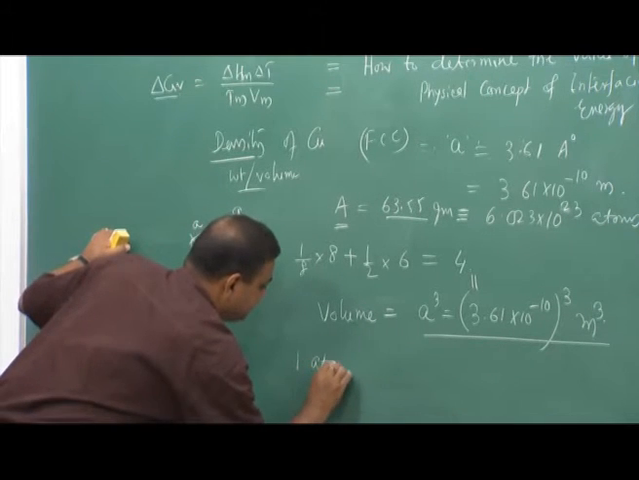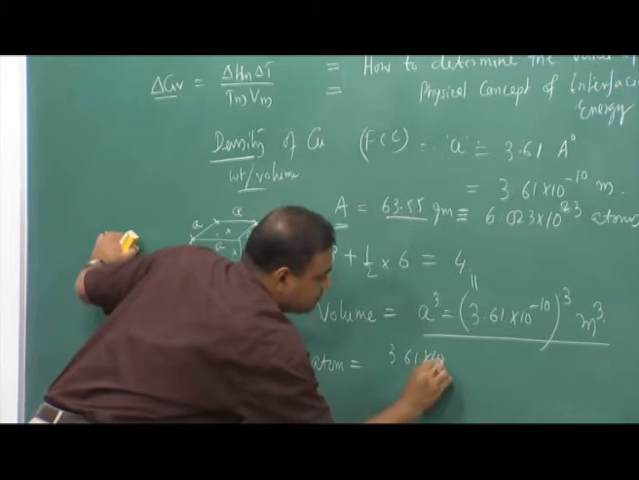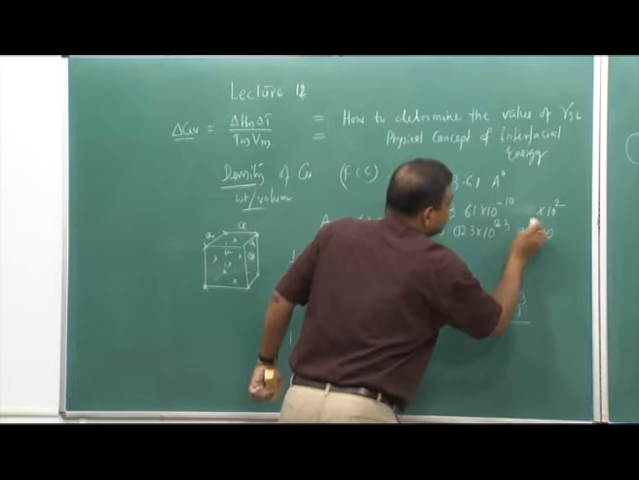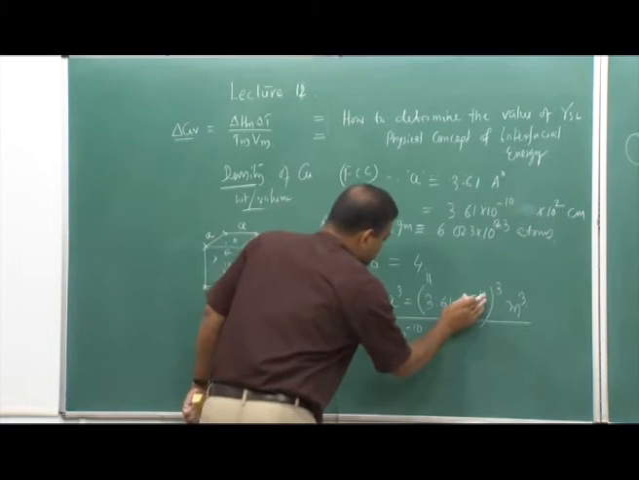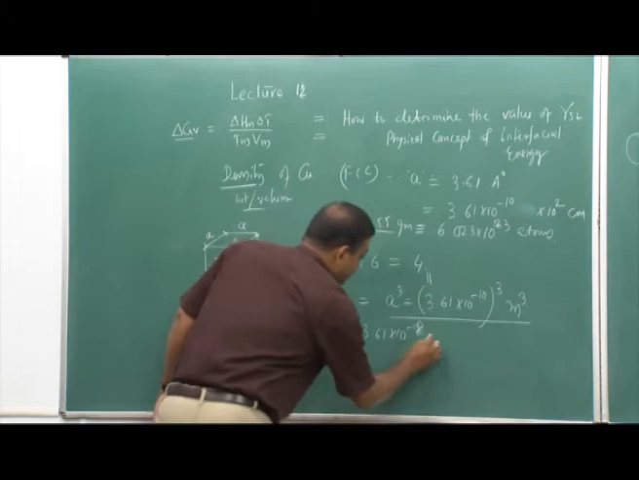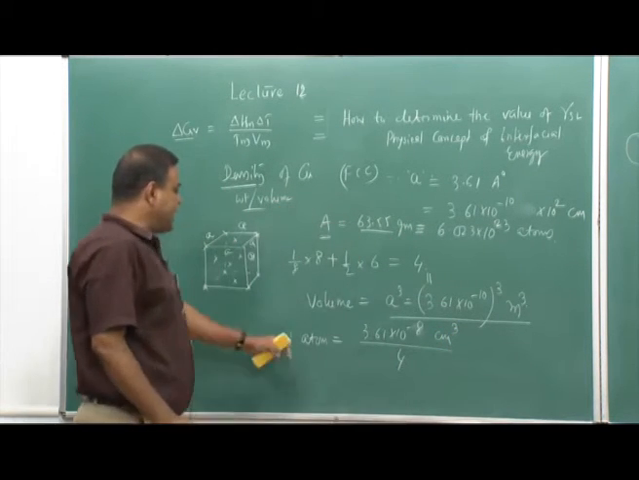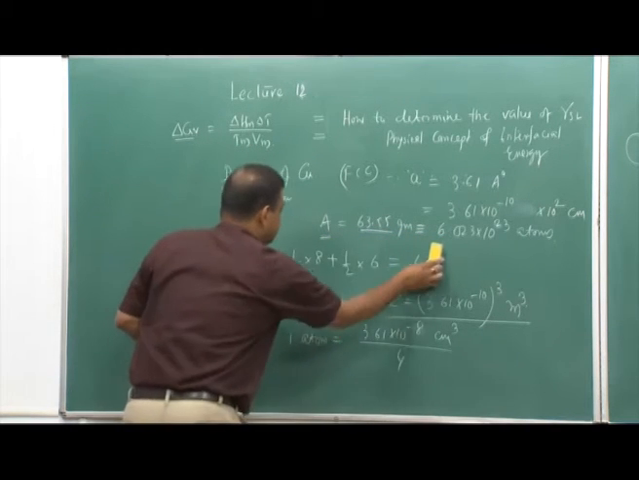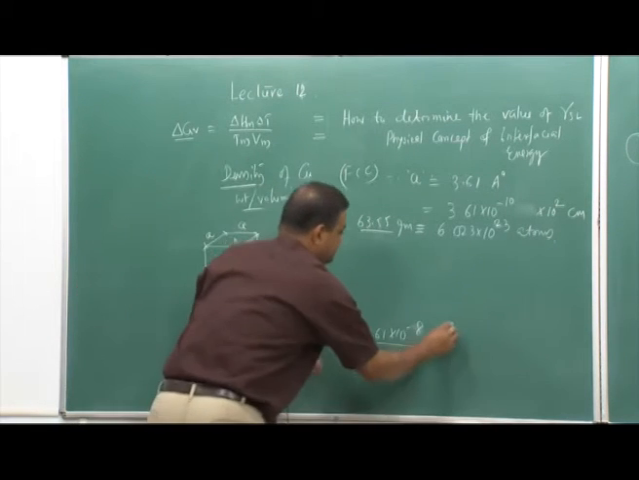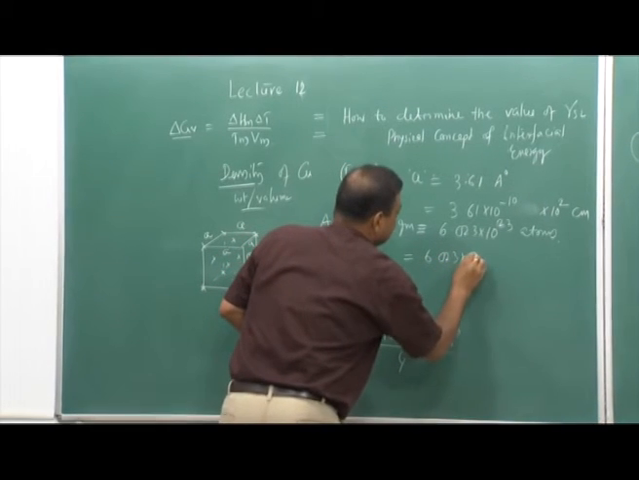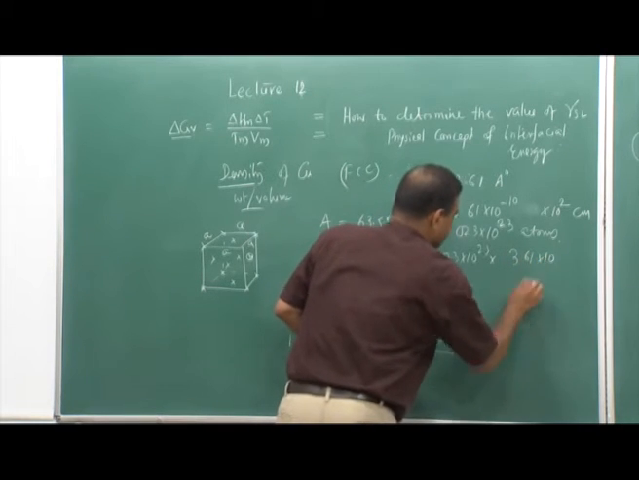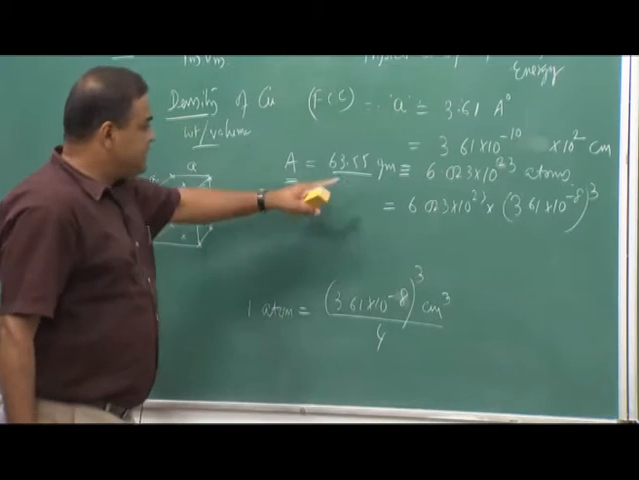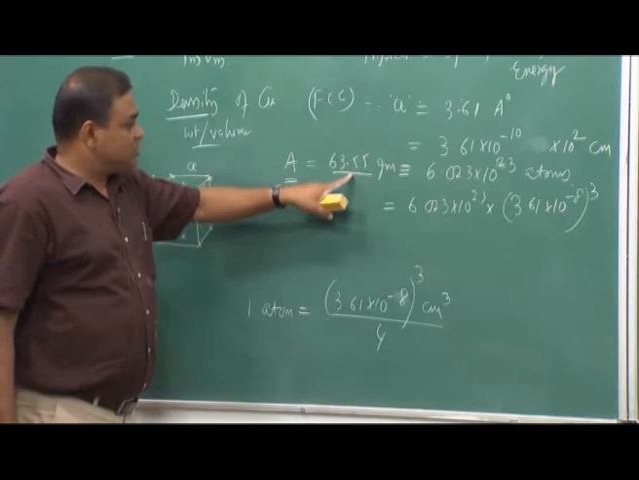So, I can calculate 1 atom is equal to 3.61 × 10^-10. I can convert this meter cube to centimeter simply by multiplying with 2, so that times it becomes centimeter. So, I just put 8, centimeter cube divided by 4. So, the effective volume of 1 atom would be this. Now, here I know this is the number of atoms. So, I just replace this volume of 1 atom: 6.023 × 10^23 × (3.61 × 10^-8)^3. So, this much would be the volume, which is equivalent to 63.55 gram.